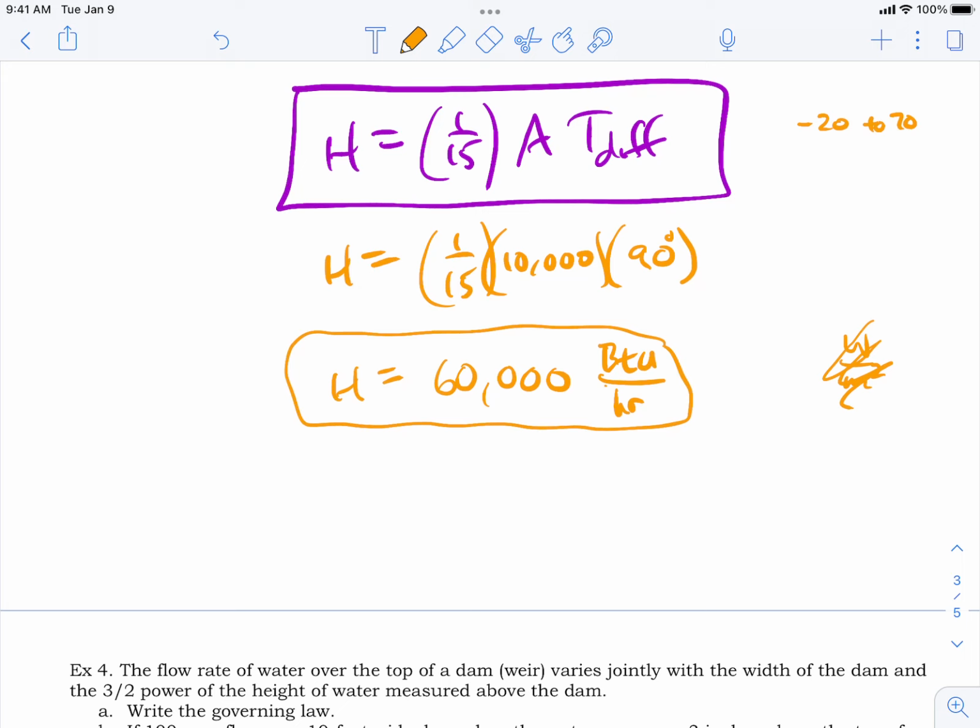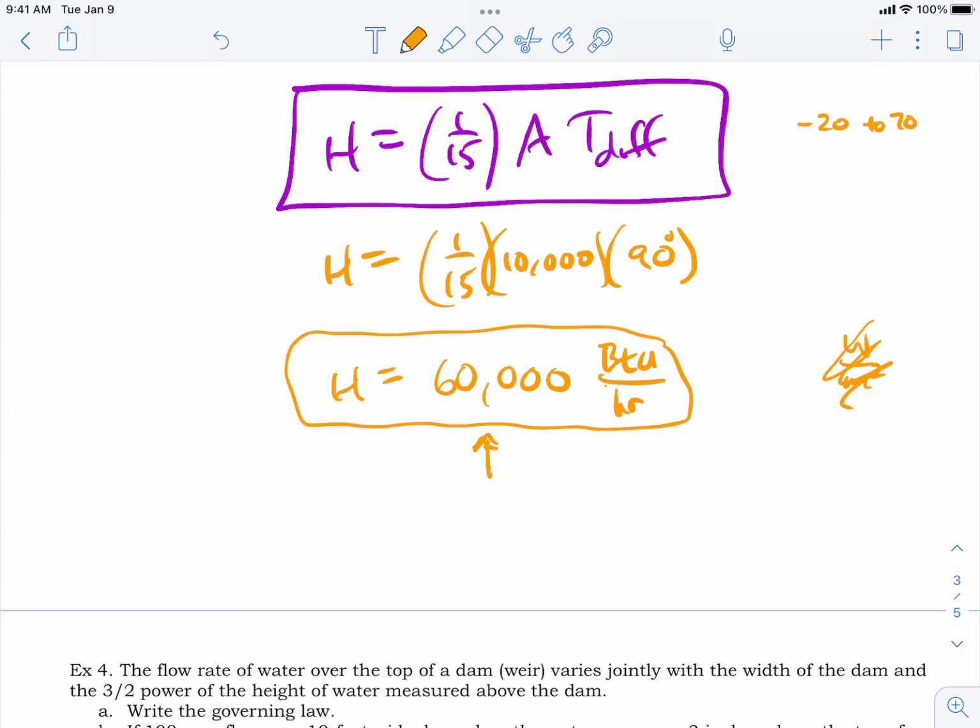So it's BTUs per hour, which means if you want to buy a furnace for this house, you want to say, hey, give me a furnace that can do 60,000 BTUs per hour. That way I can heat my house when it's 20 below, you know. So this is practical stuff. If you go into HVAC, you'll be sizing furnaces. You'll be using this Newton's law of cooling and stuff like that.